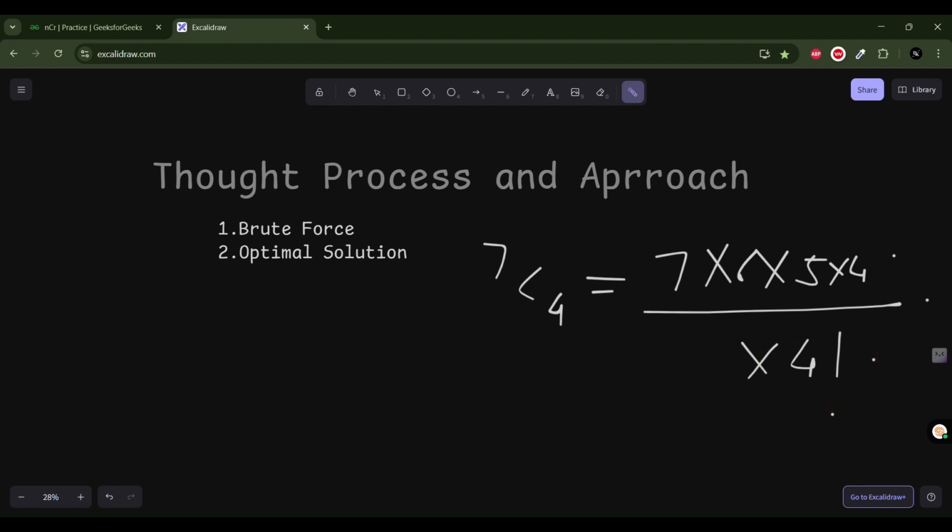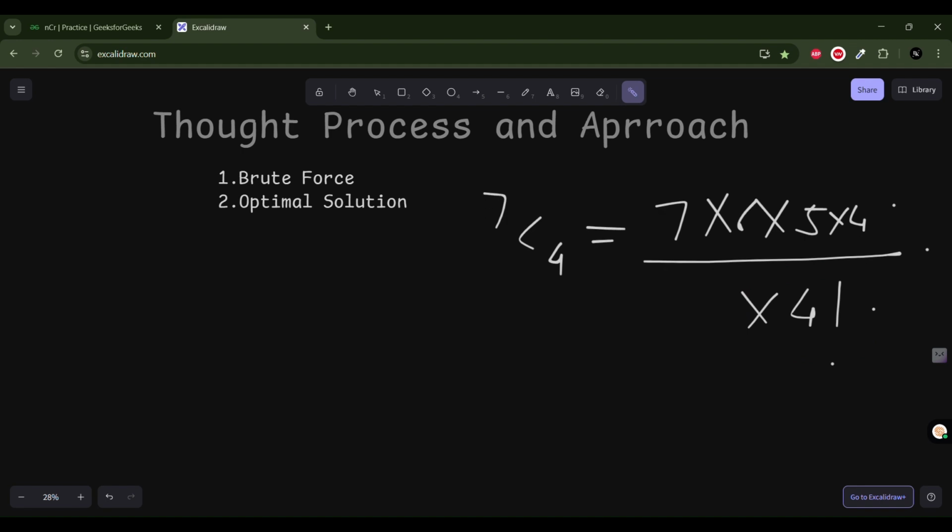This is very easy code, and it consists of only some arithmetic operations. So let's see the code directly.